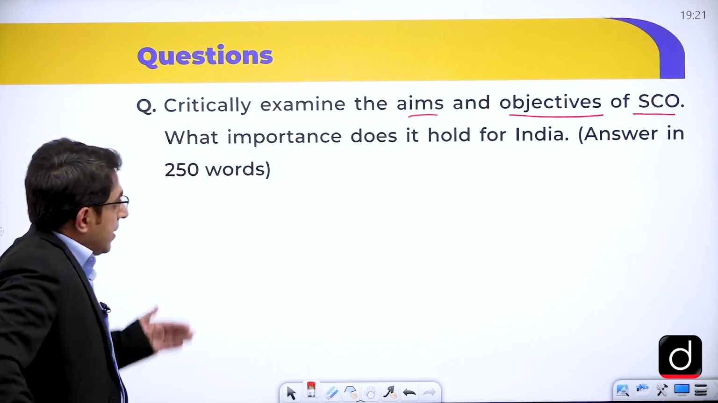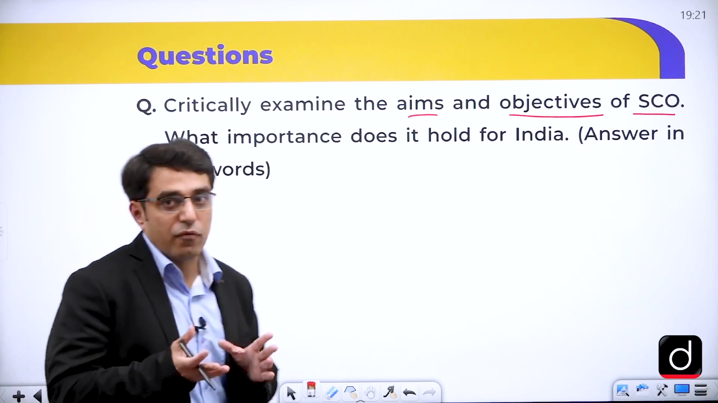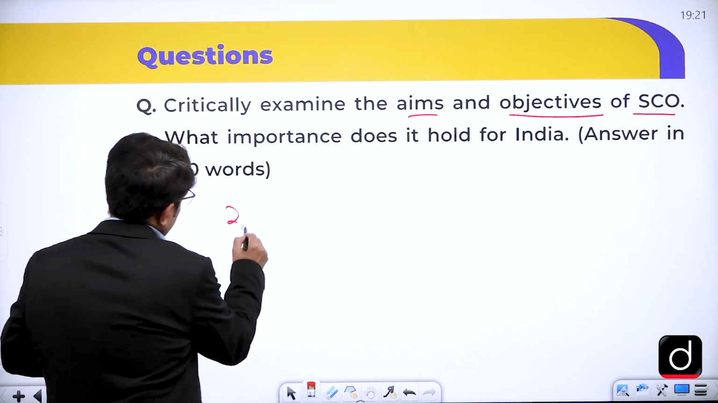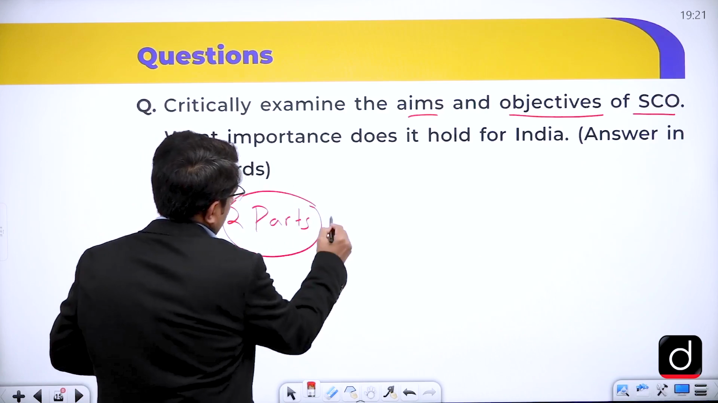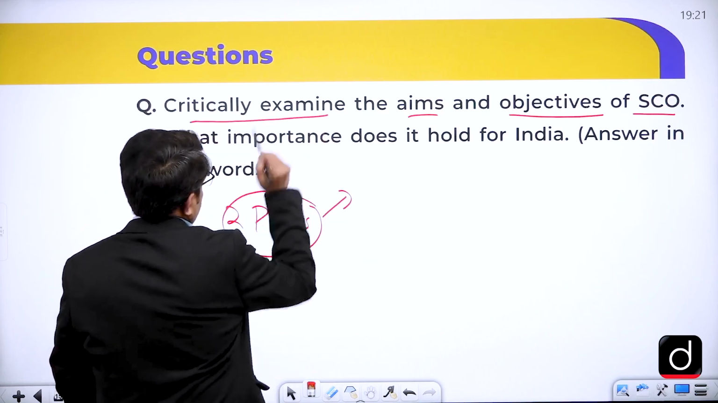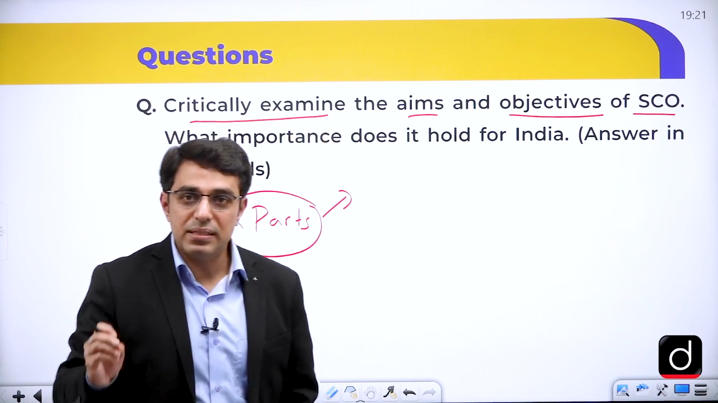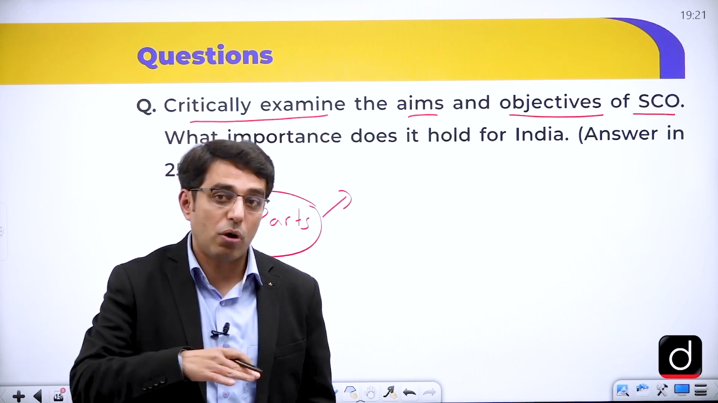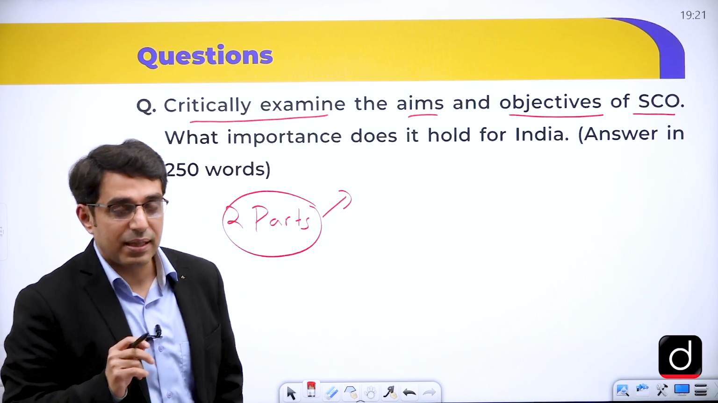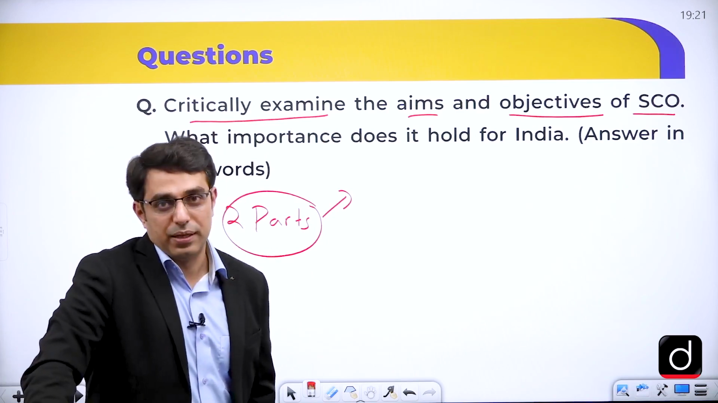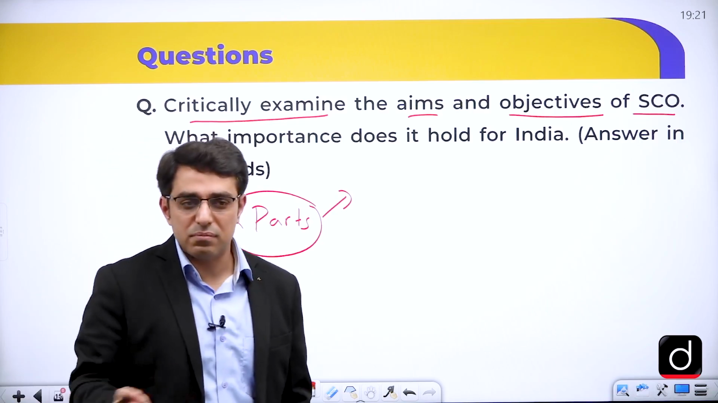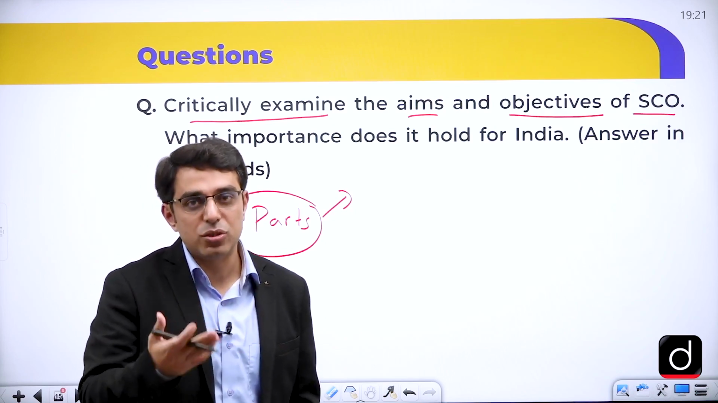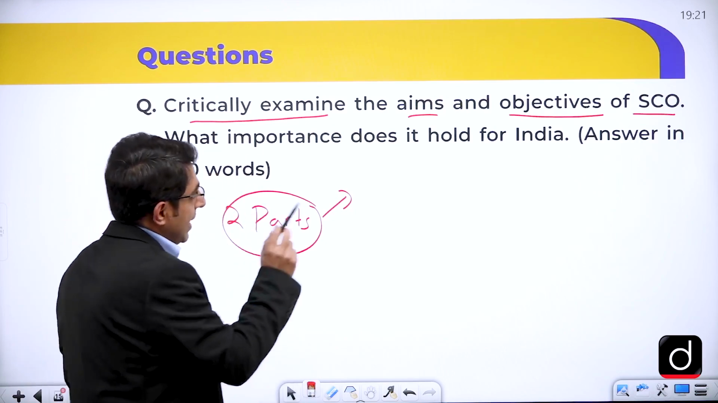So again, here we can see that there is a different format of this question. Now this question is in two parts. So which are the two parts of this question? The first part is asking us to critically examine. Examine is basically looking at something very carefully, that we look at things which are obvious and not so obvious. But when it is critically, then we have to look at it more carefully. And maybe some things which are not otherwise known about something also need to be highlighted in such questions. So we have to critically examine the aims and objectives of SCO.